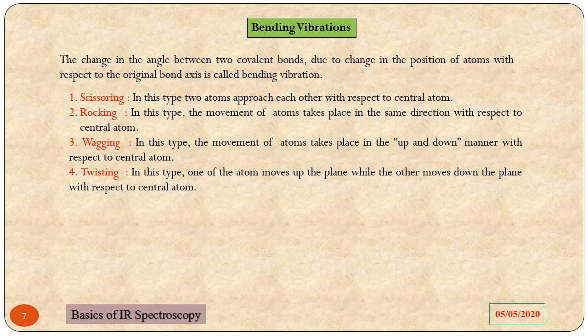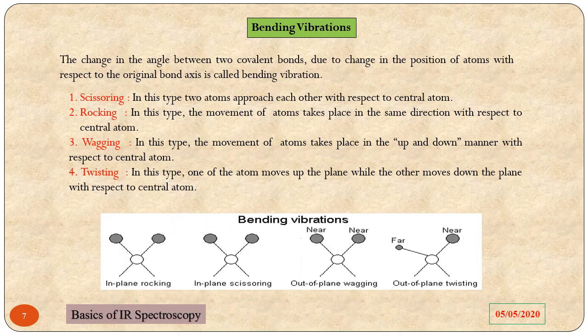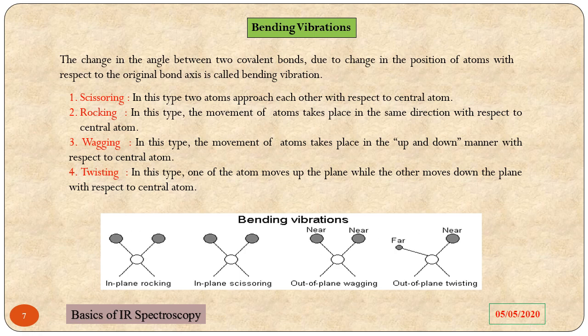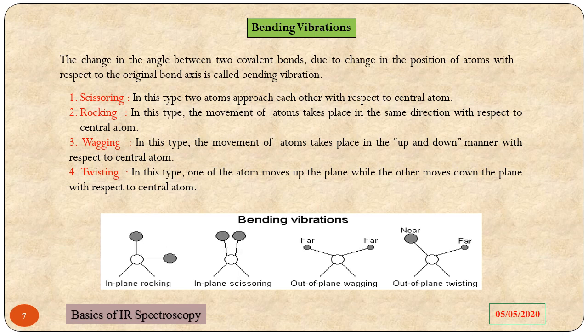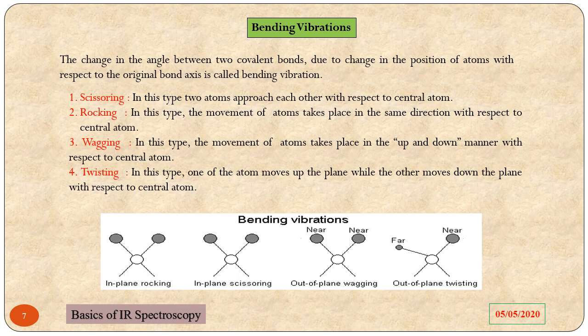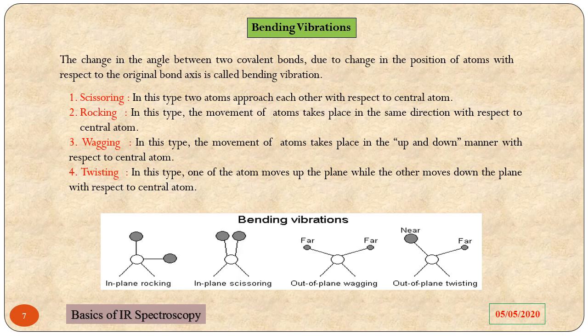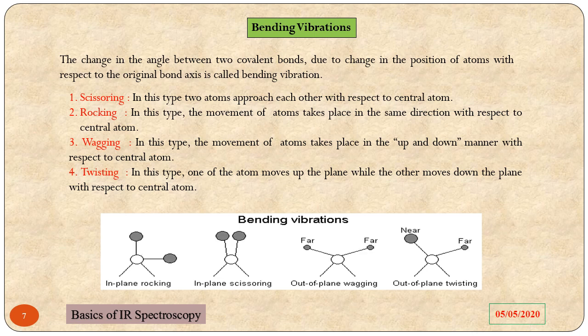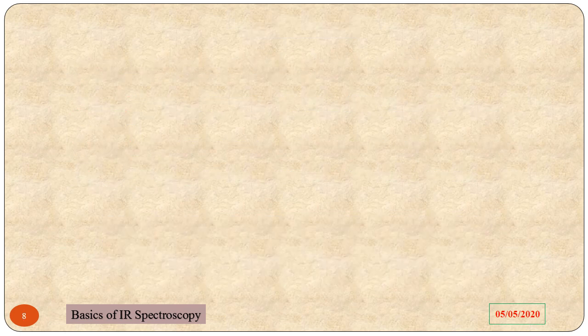These bending vibrations can be shown as follows. The bending vibrations are of four types: scissoring, rocking, wagging, and twisting, out of which the rocking and scissoring are in-plane bending vibrations, while the wagging and twisting are out-of-plane bending vibrations.